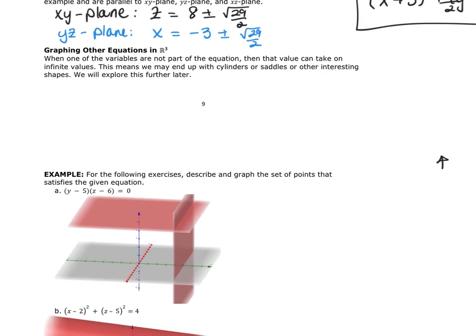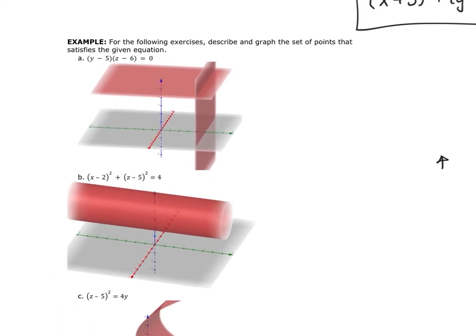So to finish this off, we're going to talk about graphing other equations in R3, and we're going to spend some more time on this later in this quarter. So we're just going to talk a little bit about these shapes so you can start to visualize what's going on. I would recommend geogebra.org, because it gets you to do it in 3 space, which is really kind of cool. This is from GeoGebra in 3 space.